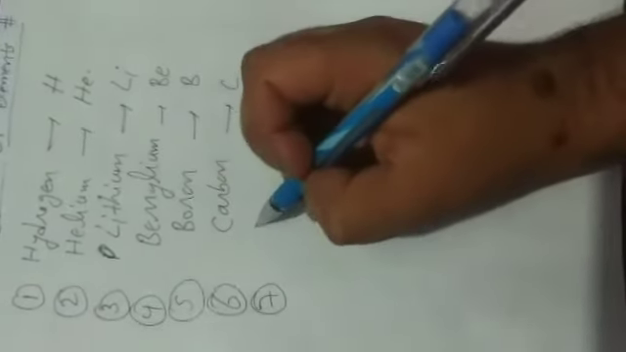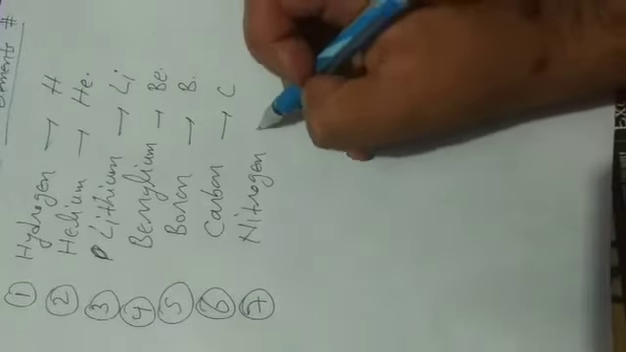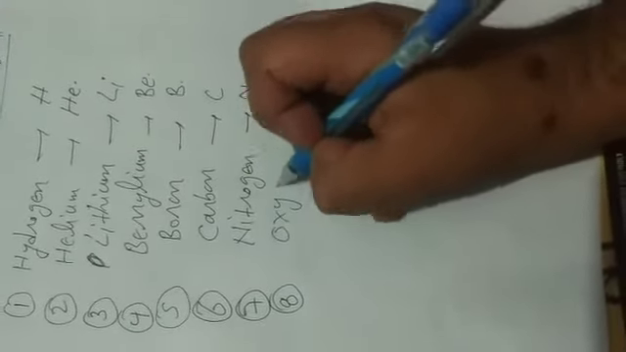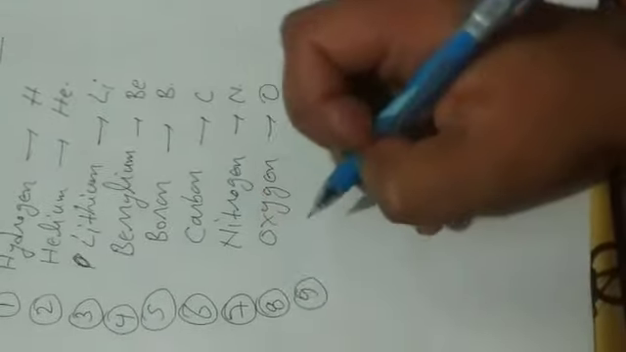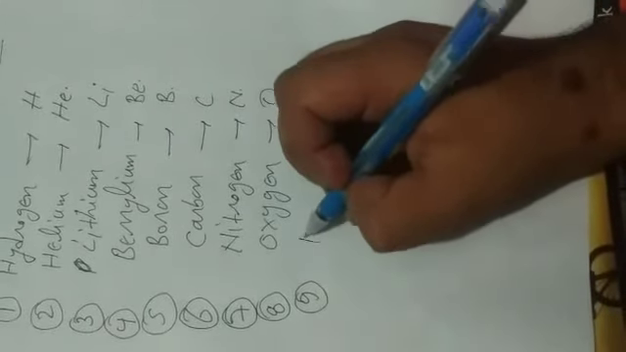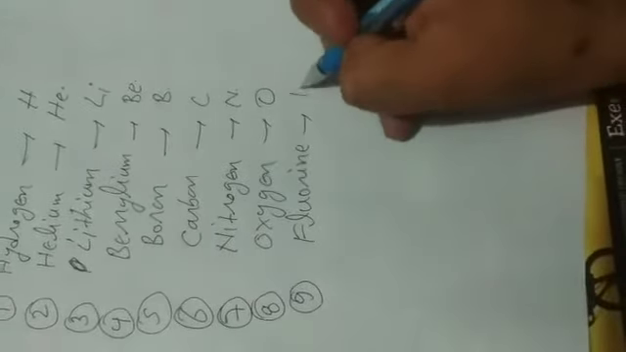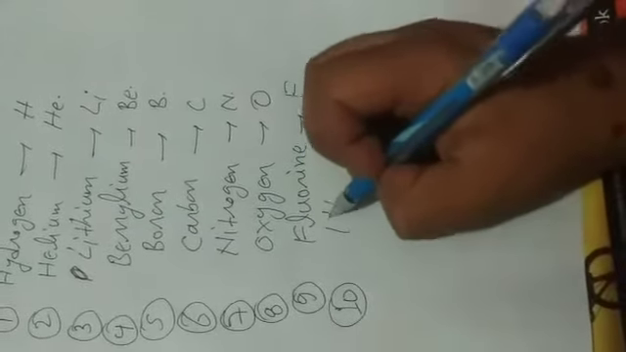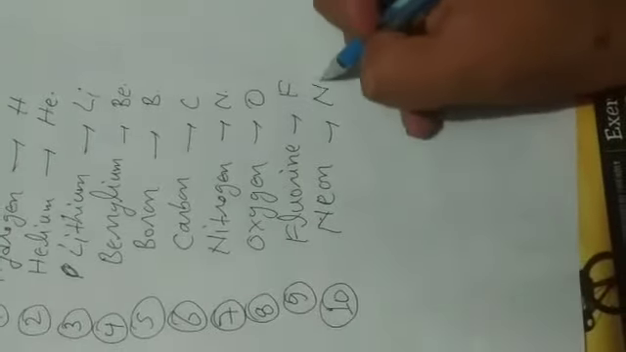Seventh element is nitrogen. N. Eighth element is oxygen. O. Ninth element is fluorine. F. Tenth element is neon. Ne.